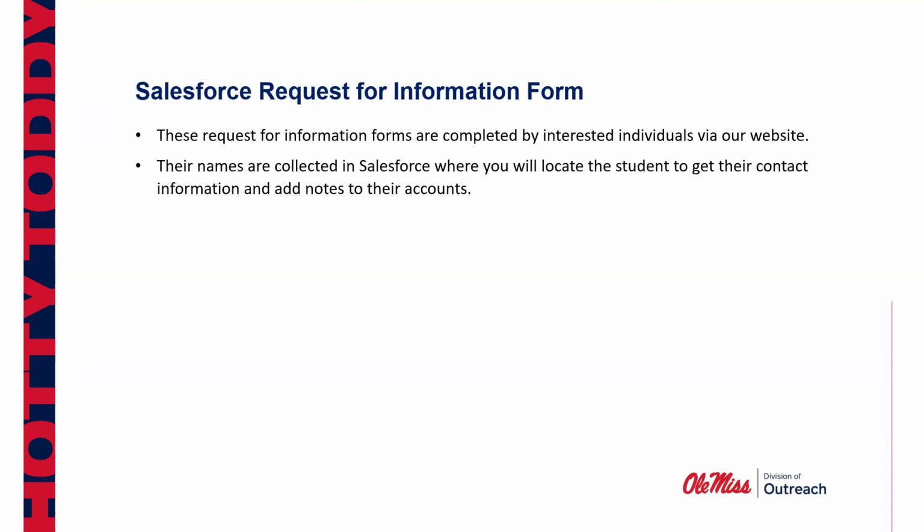One of the big things that we work with in outreach marketing is the Salesforce request for information form. These RFIs are completed by interested students via our website in most cases. Their names are collected in Salesforce so that then you can go locate the student, contact, inquiry to get their information, add notes to their account, and help you engage with them.